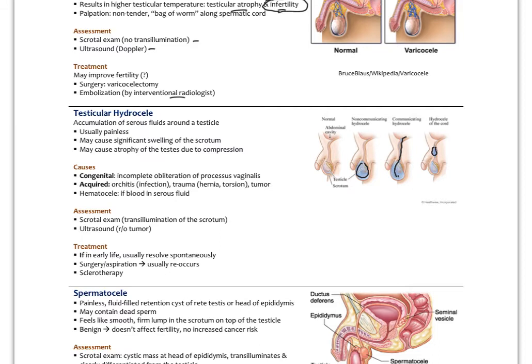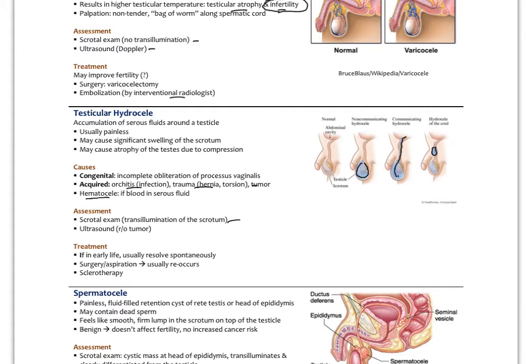That would be congenital. It can also be acquired from orchitis, infection, trauma, hernia, torsion, or a tumor. And then you can have a hematocele, where blood also finds its way into the serous fluid. So those are the different types of hydrocele. The assessment here would be, again, scrotal exam, a usually painless enlargement of the scrotum that transilluminates.